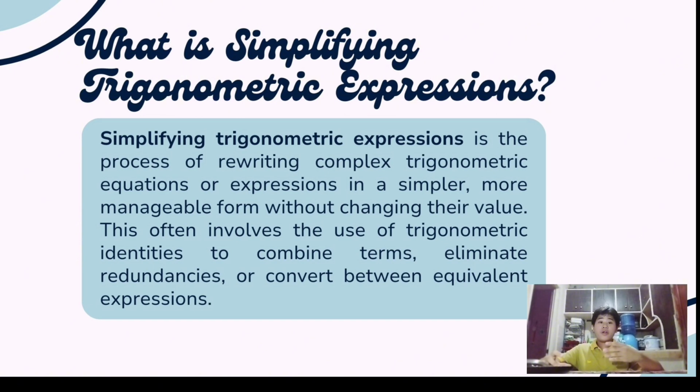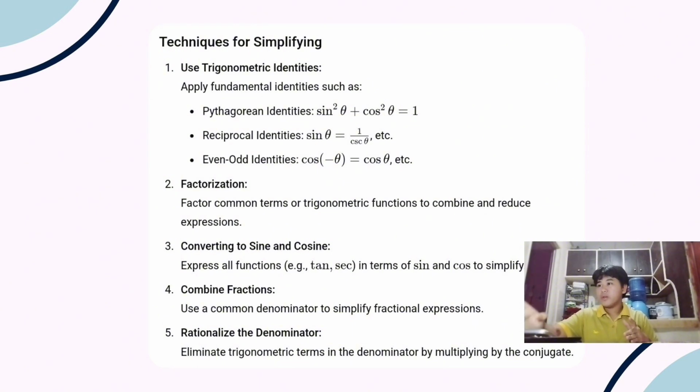one of our main topics, simplifying trigonometric expressions. Simplifying trigonometric expressions is the process of rewriting complex trigonometric expressions or equations in a simpler term or more manageable form without changing their value. So this often involves the use of trigonometric identities to combine terms, eliminate redundancies, or convert between equivalent expressions. So I have here the techniques to share with you for simplifying trigonometric expressions.